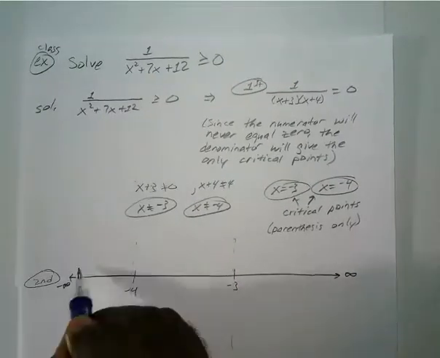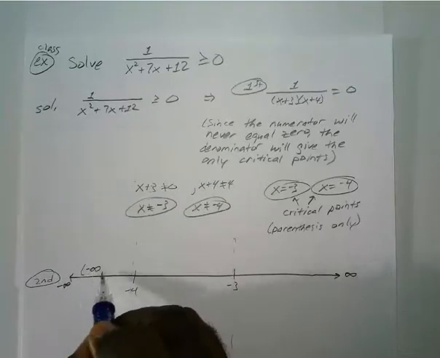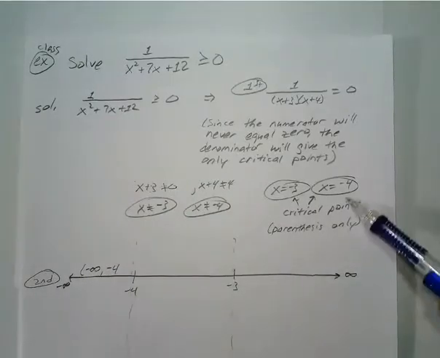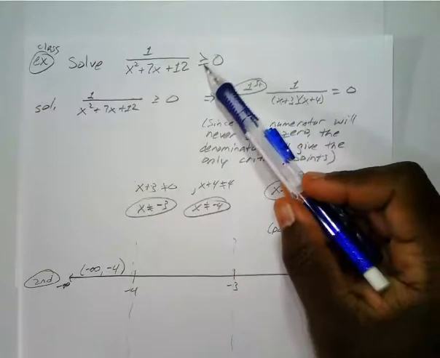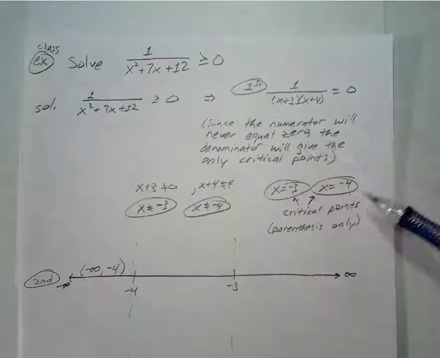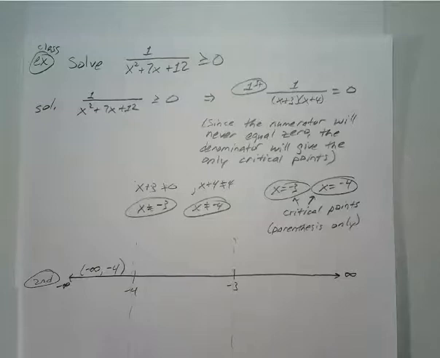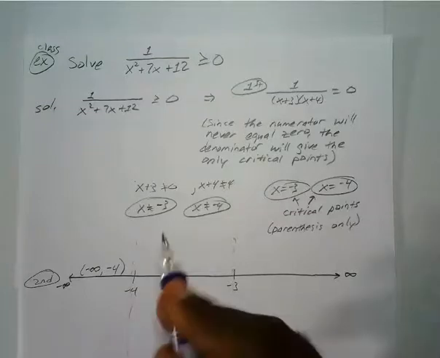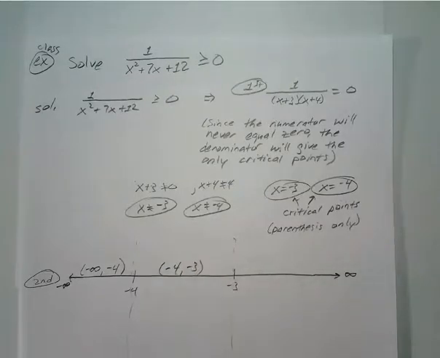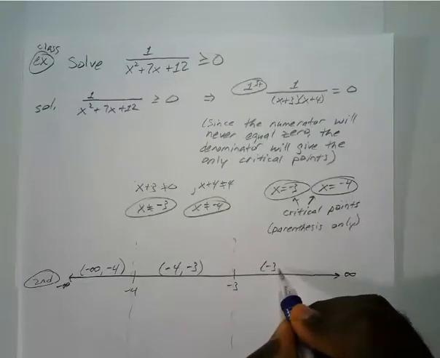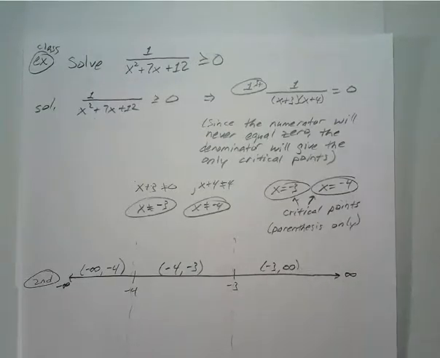And we know this interval is from negative infinity to negative 4. Remember, it's a denominator critical point, so it's going to be parentheses. Not even worried about that one. That's mainly for the numerator. Denominator critical points, always, always, always parentheses. All right, so you have here from negative 4 to negative 3. And from here you have from negative 3 to positive infinity.